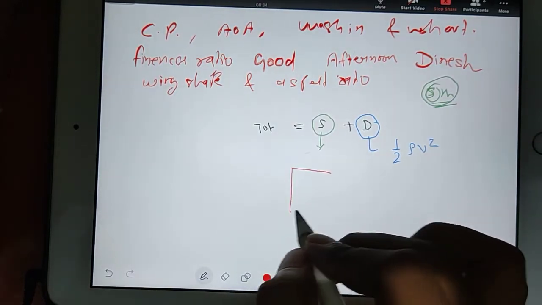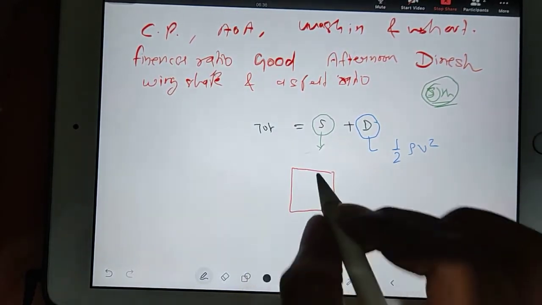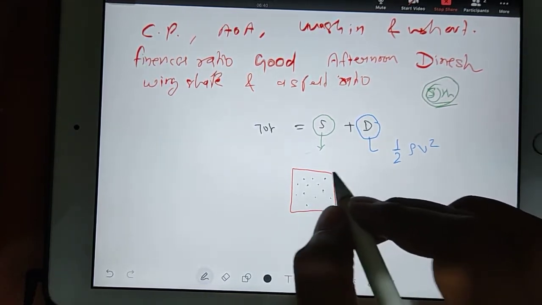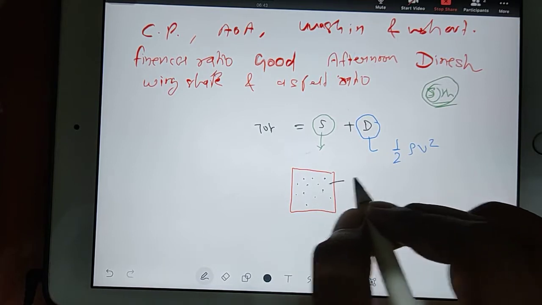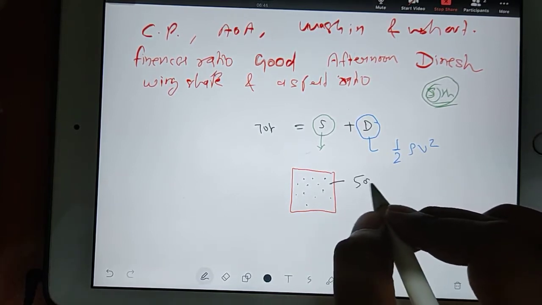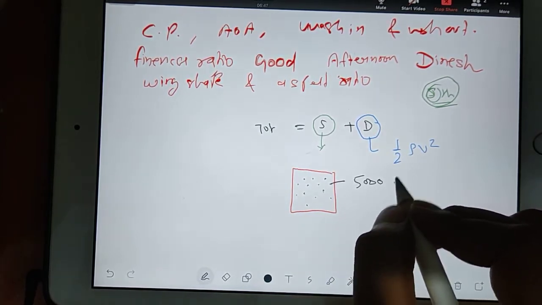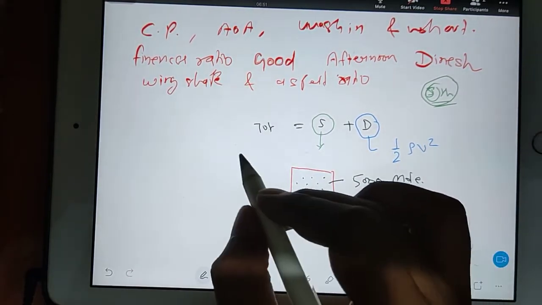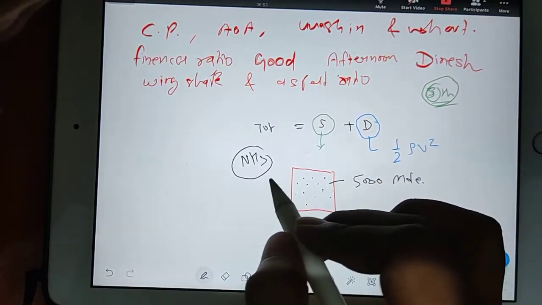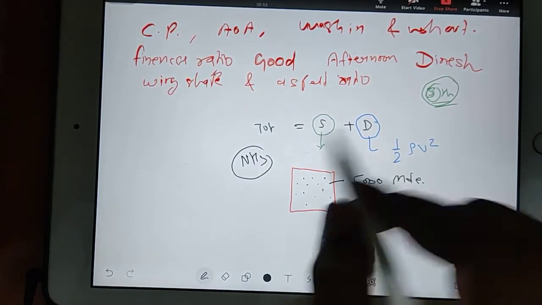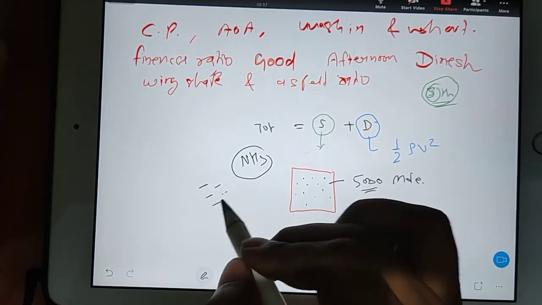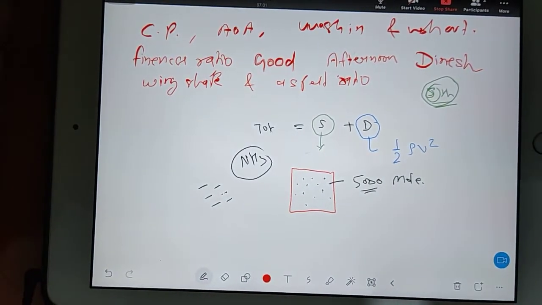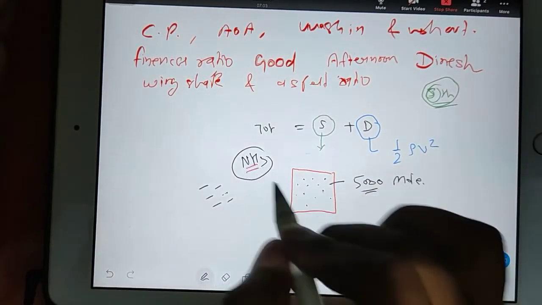Imagine you have a chamber here, and in this chamber you are keeping some gas, any gas. Suppose this gas has some 5000 molecules. For example, if inside you are keeping ammonia gas, NH3, then you have 5000 times NH3, and NH3 is in gaseous state.